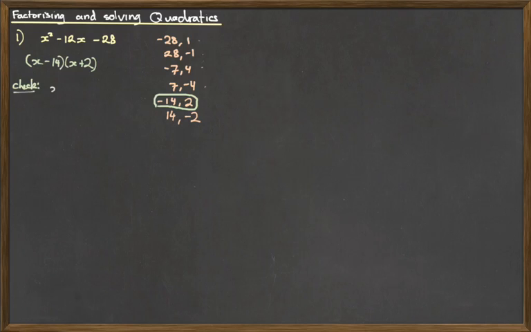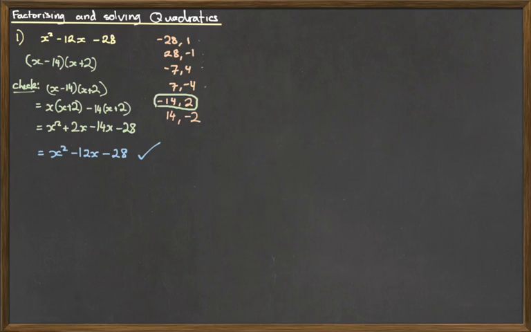We could check this. How do we check it? Well, we'd multiply out x minus 14, x plus 2. When we multiply that out, we use the box method. I could put a box around that x plus 2, and that would be the box method we've talked about. Expanding gives me x squared plus 2x minus 14x minus 28. Combining those common terms, we get x squared minus 12x minus 28. This is what we had as the question. Our check shows it's correct. We factorised it correctly. Great.